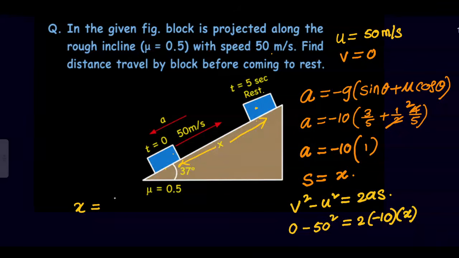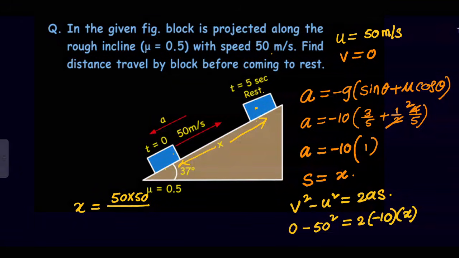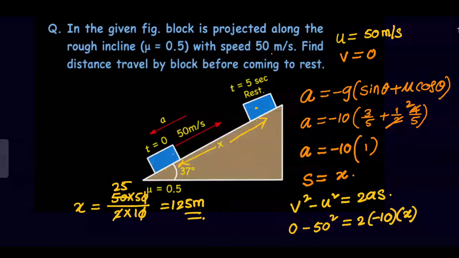So that minus will get cancelled. So that is 50 into 50 by 2 into 10, which will come to be what? Yes, 25. So that is 125 meters. Okay.